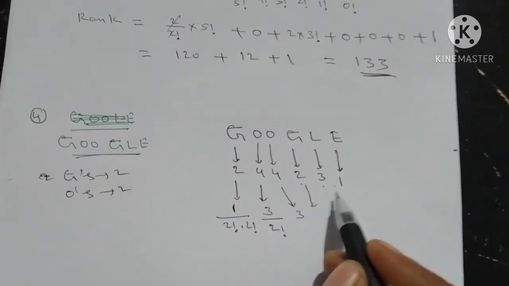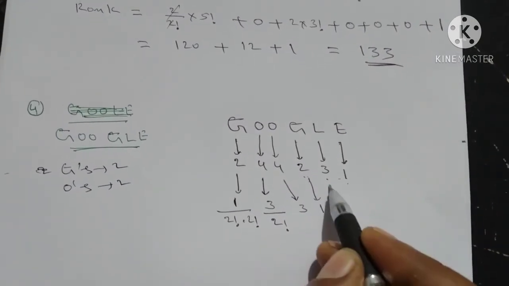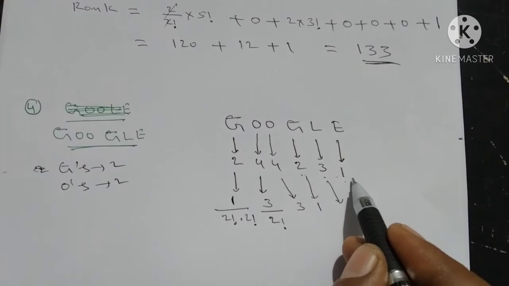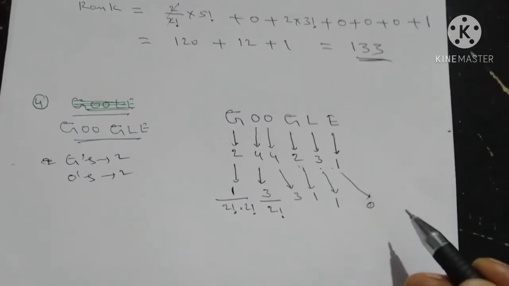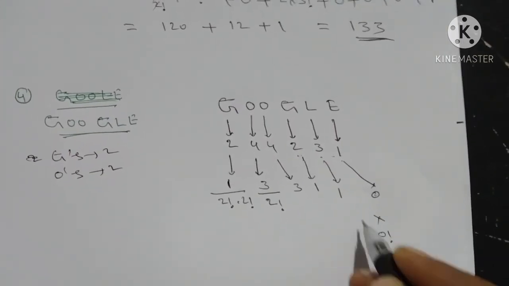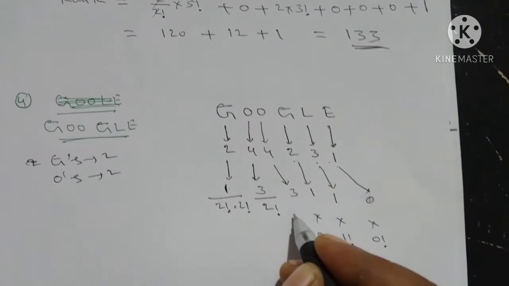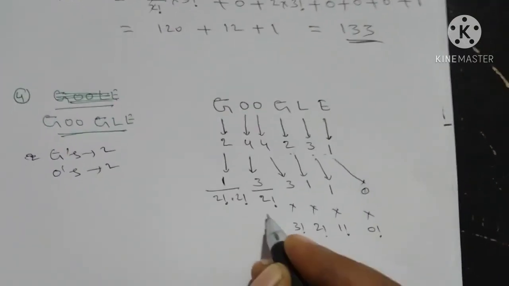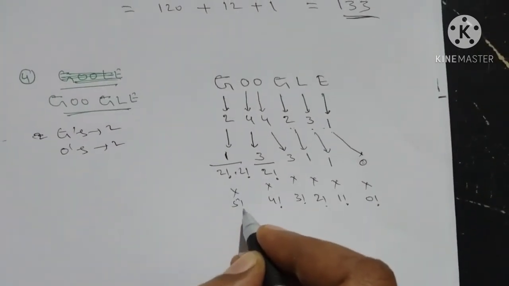Now for 2, the number of less values of 2 on the right side is only 1. For 3, the number of less values is only 1. For 1, the number of less values is 0. Okay? Now 0 factorial, 1 factorial, 2 factorial into 3 factorial, here 4 factorial into 5 factorial.